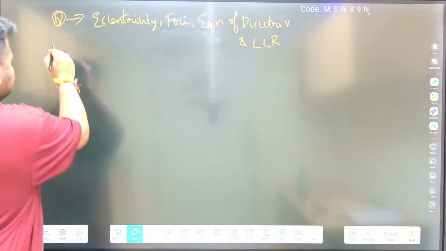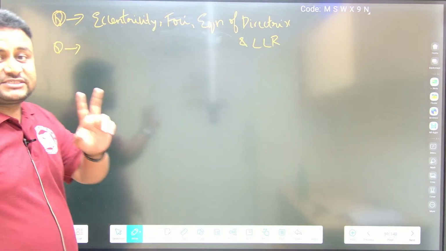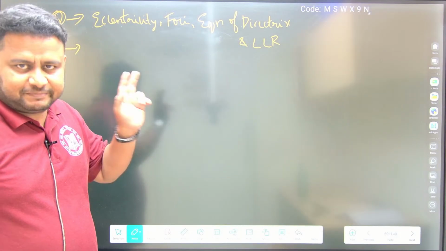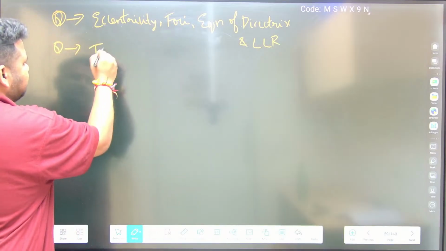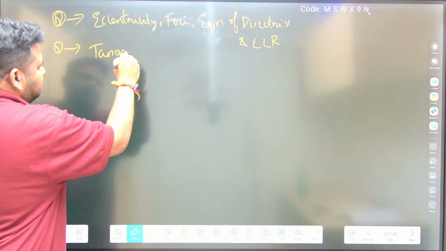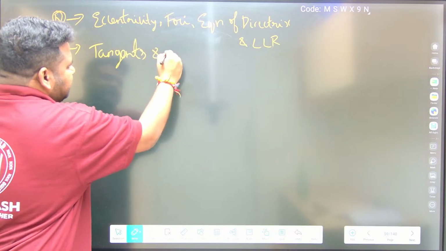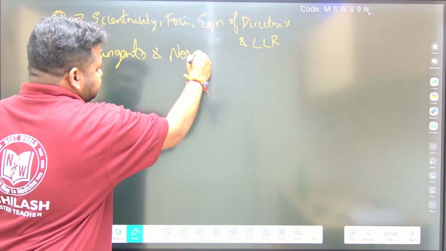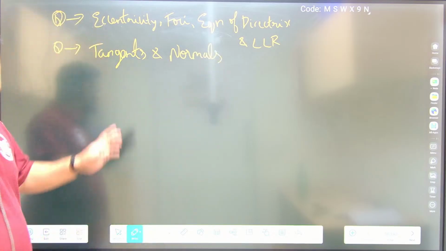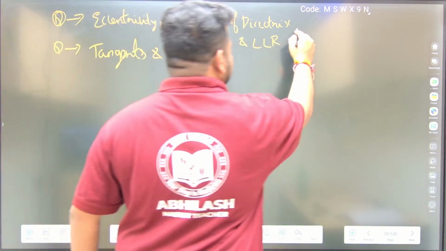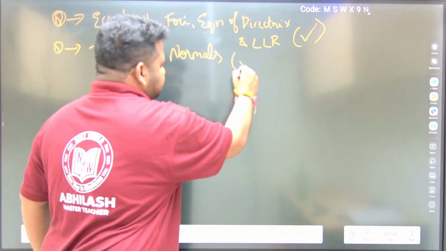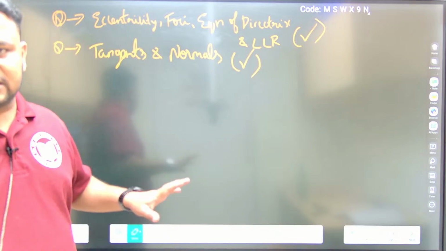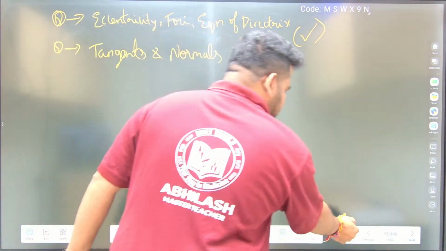Another question they will be asking is from tangents and normals. So 2 questions from ellipse: one from this concept, another from tangents and normals. Clear? So we will be practicing PYQ questions from this concept, and also from tangents and normals. Let us get started, friends.